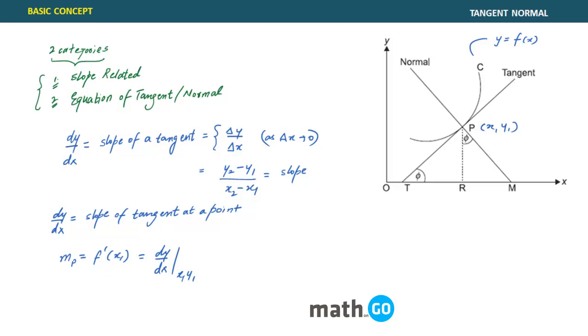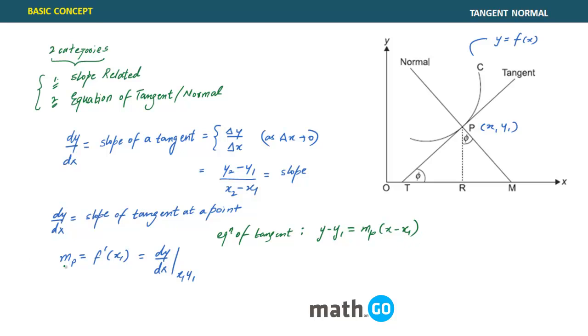And if you want to write the equation of the tangent, it is very simple. Why? Because we know a point and the slope. So the equation of the tangent will be given as y minus y1 is equal to mp times (x minus x1). So this is the equation of the tangent over here.